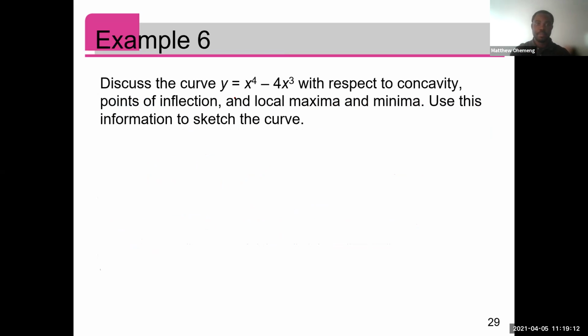So let's look at an example. I'll do this on a whiteboard, but let's first go through what they are talking about here. It says, discuss the curve y equals s to the power 4 minus 4s cubed with respect to concavity, points of inflection, and local maximum and minimum. Use this information to sketch the curve. We are not yet at curve sketching. You'll get there in 4.5, so I won't be emphasizing the curve sketching part. I'll be focusing on getting the concavity, the point of inflection, and the local maximum and minimum.